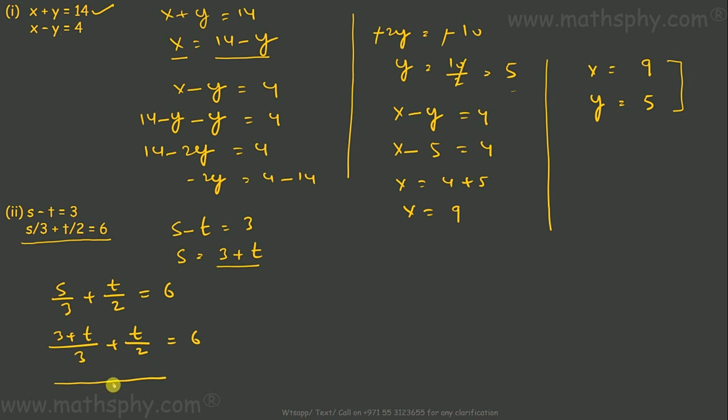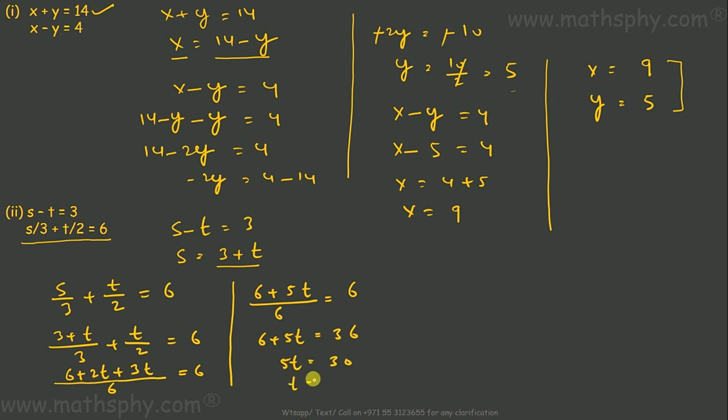Let's take the LCM. So this will be 6 plus 2t plus 3t equals 6. 2t plus 3t will be 5t. So 6 plus 5t over 6 is equal to 6. 6 plus 5t would be 6 into 6, 36. So 5t would be 36 minus 6, which is 30. So t would be 30 over 5, which is 6. So I have t as 6.